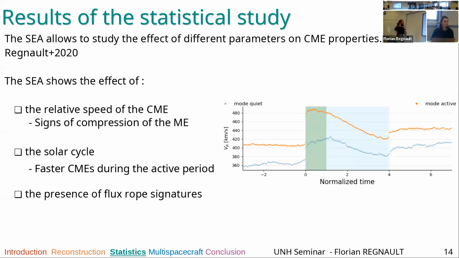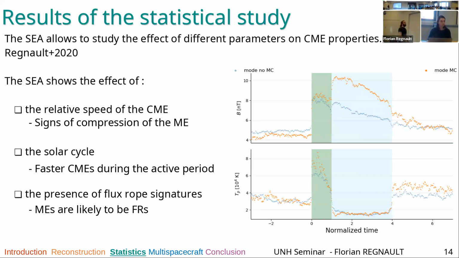Okay, yeah. And finally, we studied the effect of the presence of flux rope signatures, mainly smooth rotation of one of the components of the magnetic field. Mostly we see a difference in the magnitude of the magnetic field. In orange, these are CMEs with what we sometimes call a magnetic cloud. This is why you have this MC here, but instead of MC, read FR for flux rope. So MC is with flux rope, in orange here. We see that we have a greater magnetic field inside the magnetic ejecta, and a lower magnetic field for CMEs without flux rope signatures.